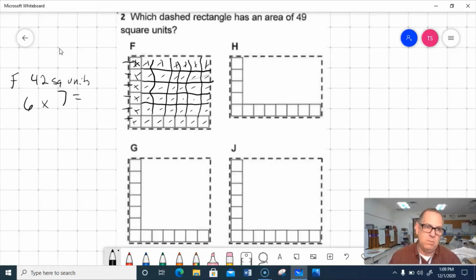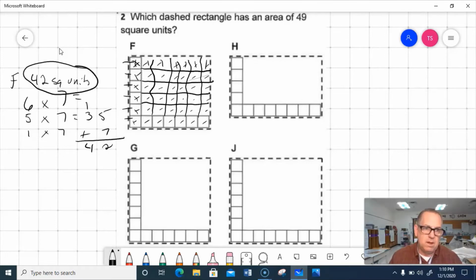And if you're not really good with your multiplication facts, we could go ahead and figure out what 5 times 7 is, because we know our 5s really well. And 5 times 7 is 35. And all I have to do now is figure out what 1 times 7 is and add that to it. So that's basically just one more group of 7. And I add that together. That would be 7, and 35 plus 7 would make it 42. So 42 square units is the area of rectangle F.